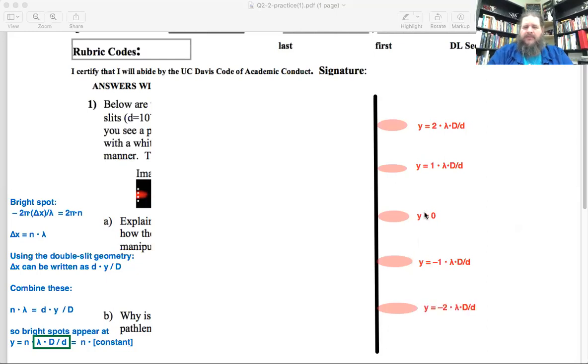And that's what I mean by evenly spaced. The distance from the center to the next one up is lambda D over d. From the next one up to the one beyond that would be another plus lambda D over d. Or as we go down, the distances are always lambda D over d. So these bright spots would be evenly spaced on the wall. Any questions on that so far? But that spacing, the distance between these, that distance is lambda D over d.